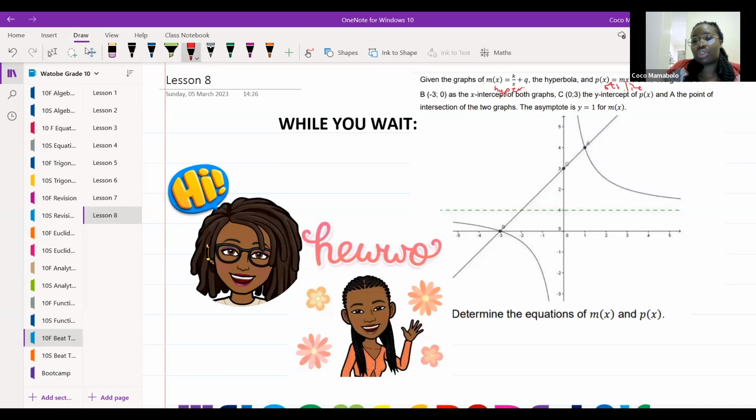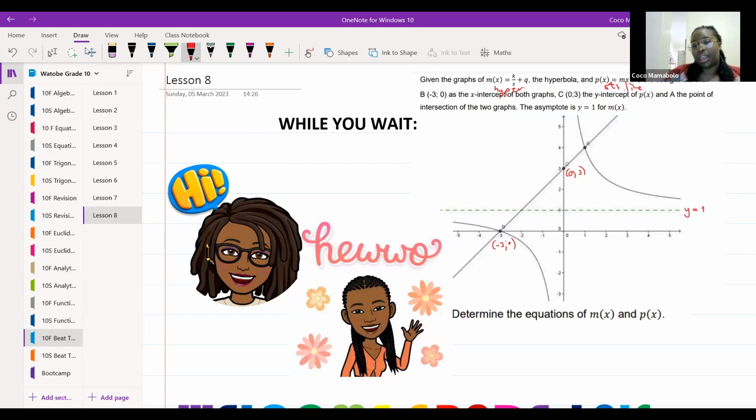They've given us two graphs on the screen. They've given us the point -3 and 0 over here, and the point 0, 3 over here, and they tell us that the asymptote for m of x is at y is equal to 1. So this asymptote over here is at y is equal to 1, and they're asking everybody to determine the equations of m of x and p of x.